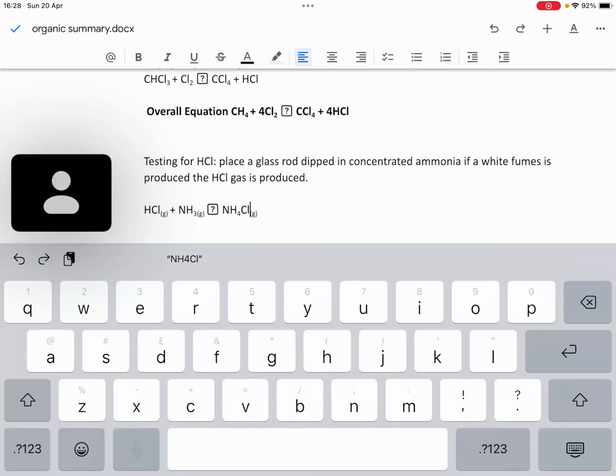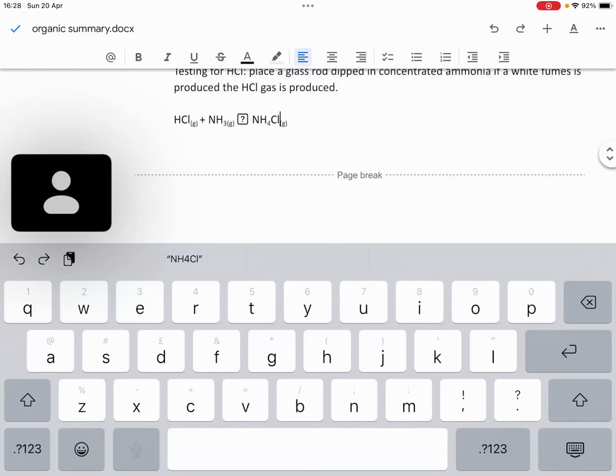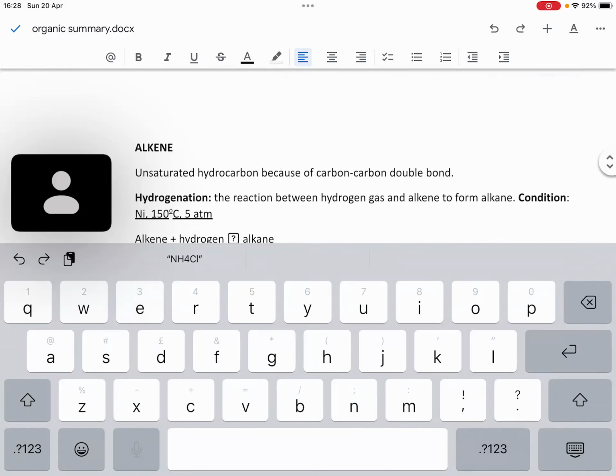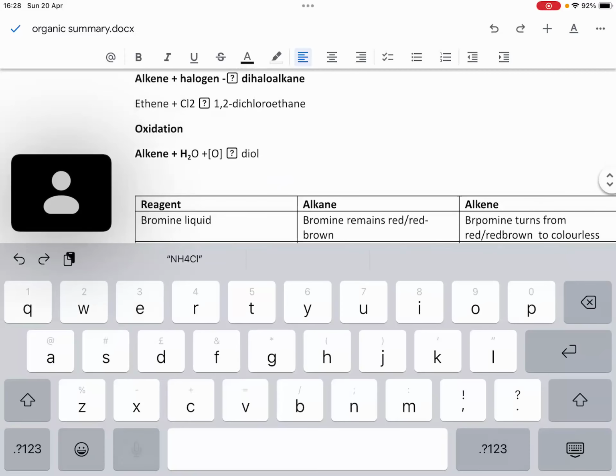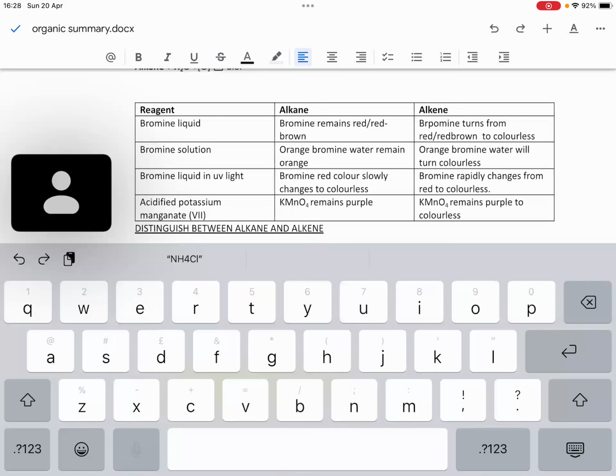Forming ammonium chloride, which is NH4Cl. So that's it for alkanes. Also, on the alkane, you need to be able to distinguish from an alkane to an alkene.